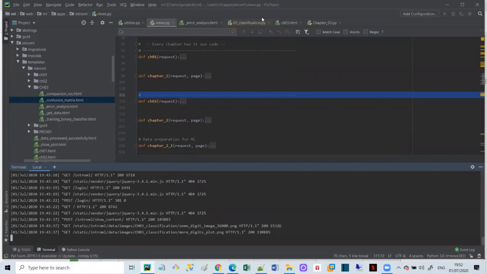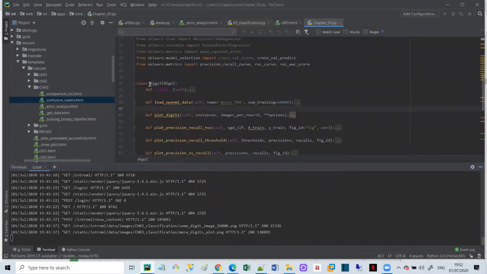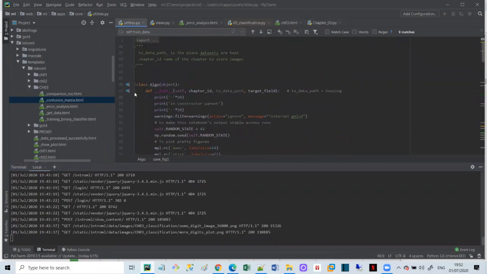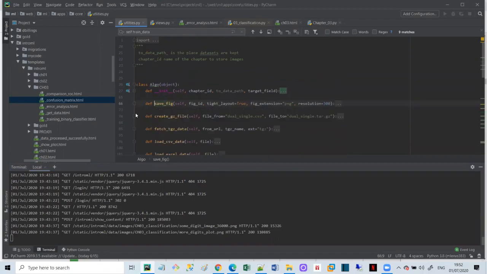By the way, for chapter 3, this is the object, and the object is inheriting from the basic objects I created. And this one is sitting in the utilities. This one does a lot of work, so I don't have to repeat it every chapter, like saving an image. Honestly, I forgot how I did it, and I don't care anymore.